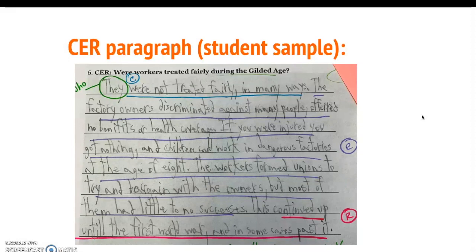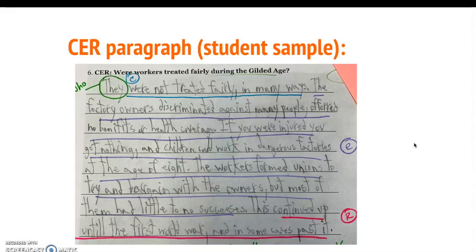If you were injured, you got nothing, and children could work in dangerous factories at the age of 8. The workers formed unions to try and bargain with the owners, but most of them had little to no success. That was the evidence, so really two chunks of evidence. And then: this continued up until the First World War, and in some cases past it. And that is the reasoning.